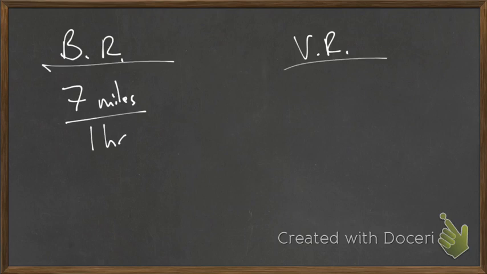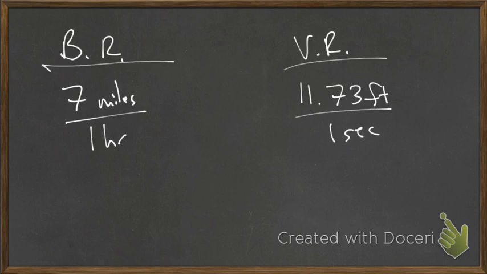Now, our Velociraptor, how fast was that guy? 11.73 feet per 1 second. Again, we have a unit rate. So the question is, who's faster? But the answer is, just by looking at it, I don't know. Maybe this Velociraptor only has one leg. Who knows? We don't have all the details.